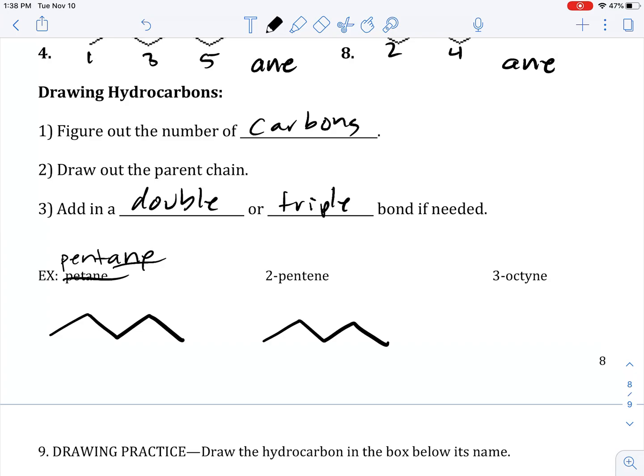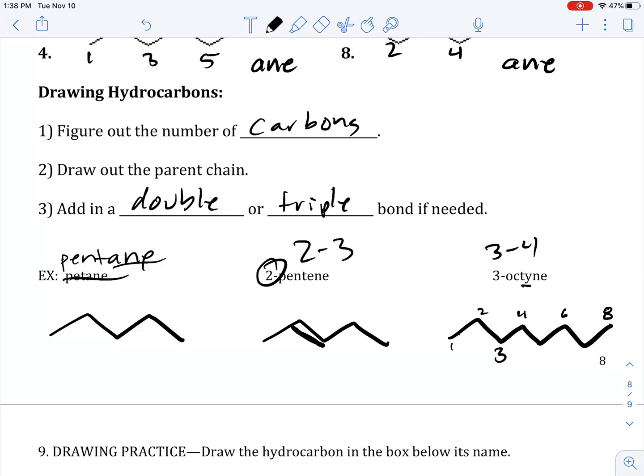So this one's going to be pent as well. And then 2 tells me there's a bond between 2 and 3. So I go to my second carbon and draw in a double bond. 1, 2, 3, 4, 5, 6, 7, 8. Double check. 1, 2, 3, 4, 5, 6, 7, 8. Great. I go to my 1, 2, third carbon. In between 3 and 4 is a YNE triple bond.